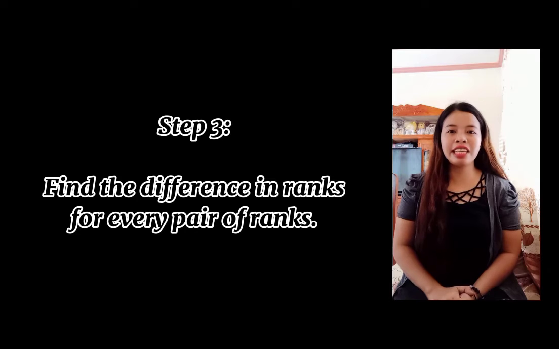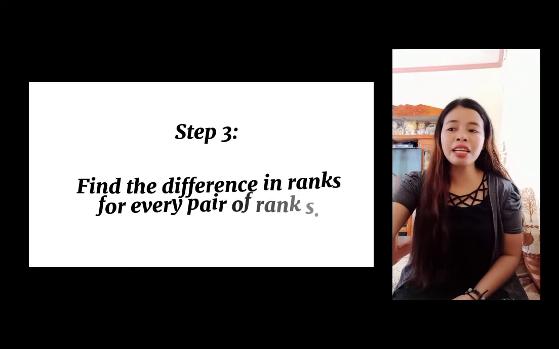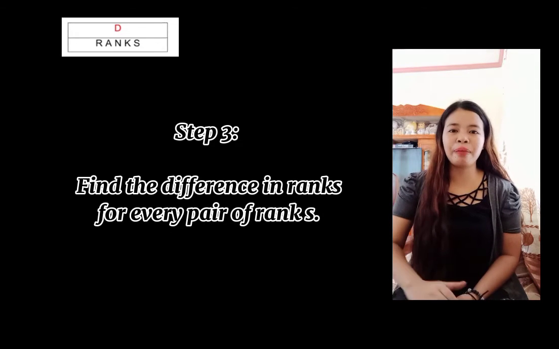Let us proceed to our step 3. Step 3 is find the difference in ranks for every pair of ranks. Now, we will be looking for the value of D. So the question is, how do we get the value of D? By getting the value of D, we are going to apply step 3, which is find the difference in ranks for every pair of ranks. So we are going to find the difference between the ranking of physical activity and blood pressure.